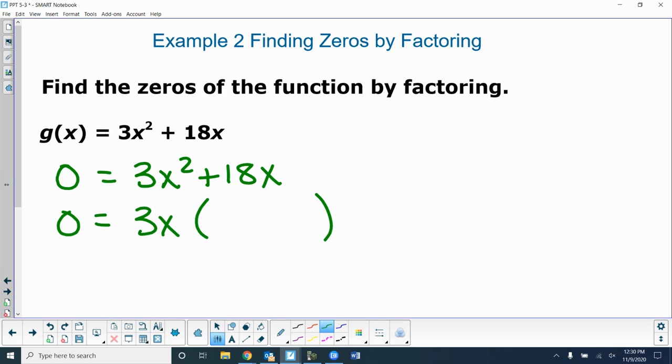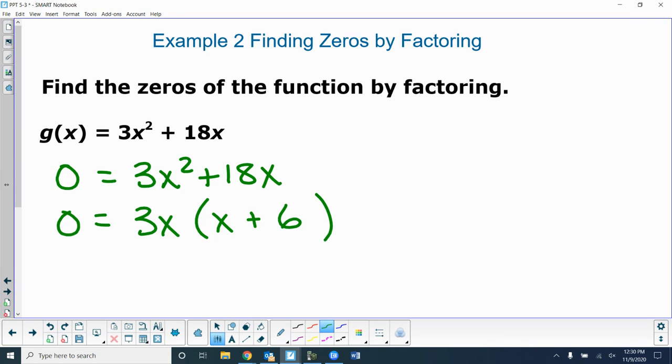So here's what I do to finish it up. I divide the 3x, the common factor, into each term. What's 3x squared divided by 3x? 1x, right? Or just x. What's 18x divided by 3x? 6. So if I started out with two terms, a binomial, then my parentheses should have two terms, a binomial, when I take out the GCF.